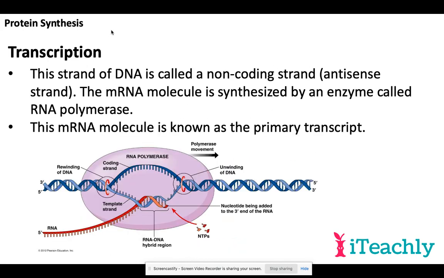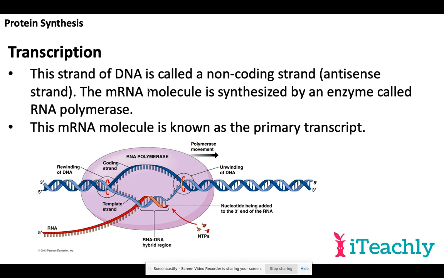So the first thing that happens is that the strand of DNA, there's going to be non-coding strands, and the mRNA molecule is actually made by the RNA polymerase, not a DNA polymerase, because DNA polymerase makes DNA. RNA polymerase makes RNA, right? So the mRNA is known as the primary transcript. So this is what's primarily being made.